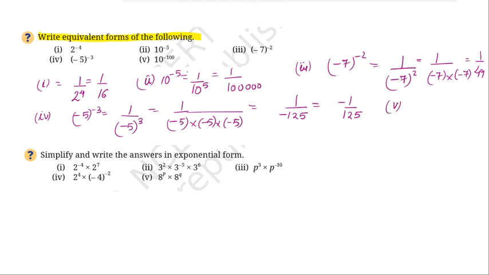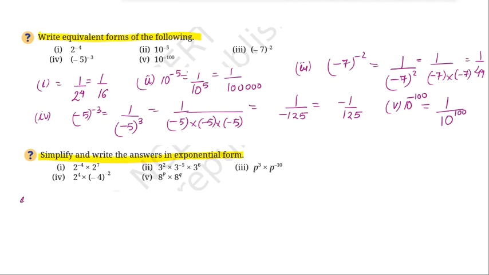And the fifth part is 10 raised to the power of -100. We cannot put so many zeros in the denominator, so I'll just leave it as 1 over 10 raised to the power of 100. Next question is: simplify and write the answers in the exponential form. That means we do not have to solve them.